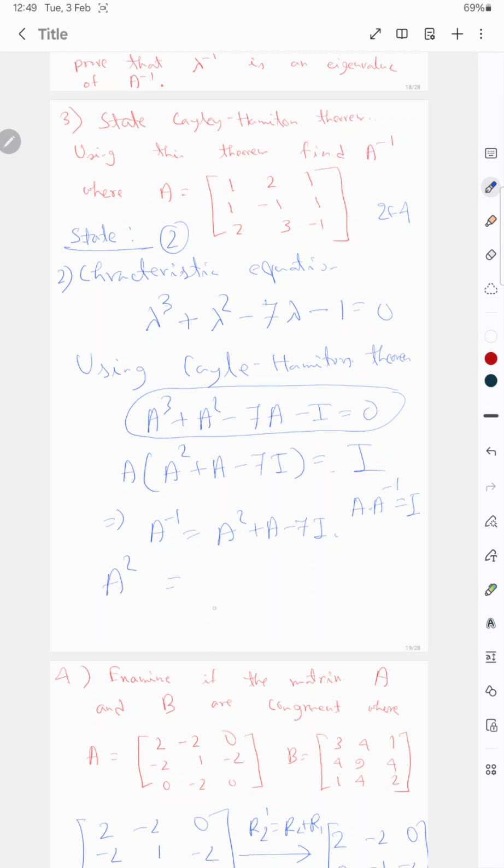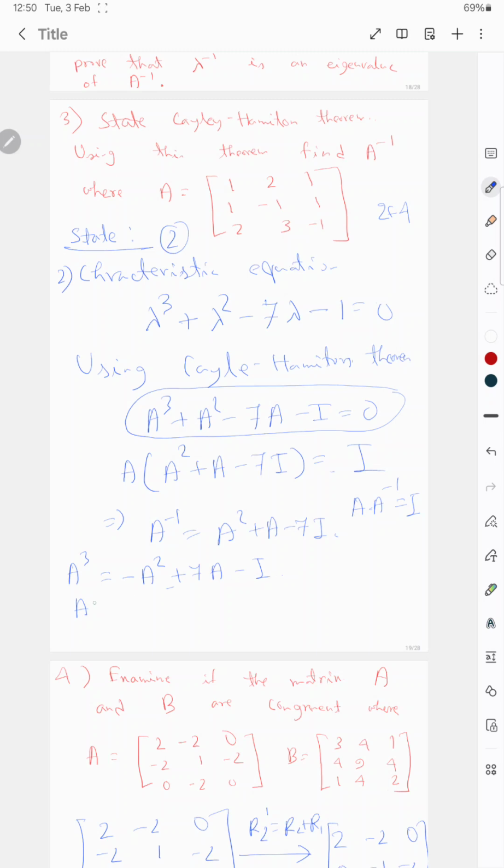Now if you apply this A cubed, basically if you write A cubed on this side and the remaining part on the other side, so minus A square plus 7A minus I. Then suppose you are multiplying with A. A cubed you have already found.